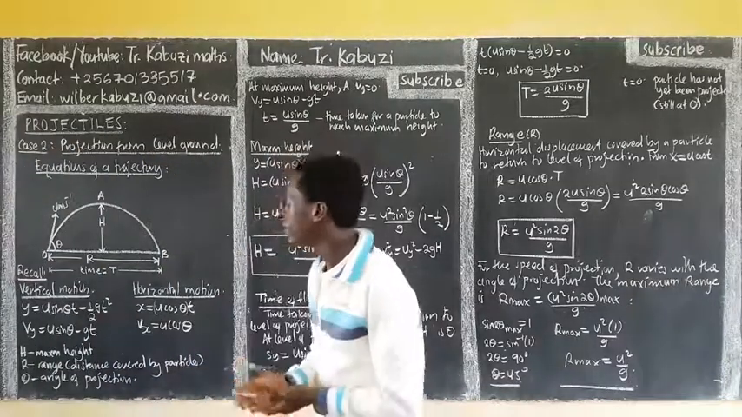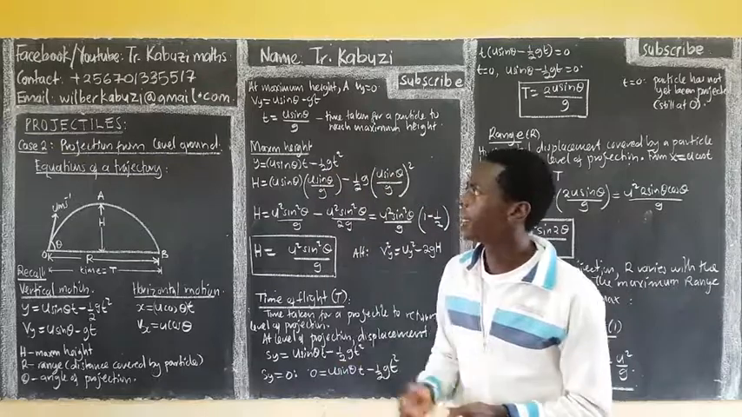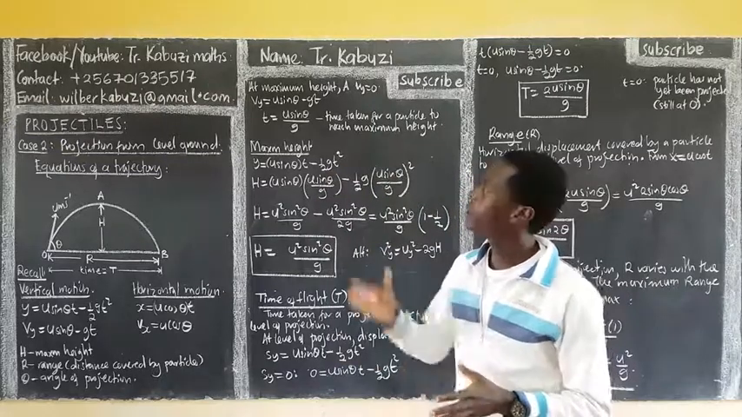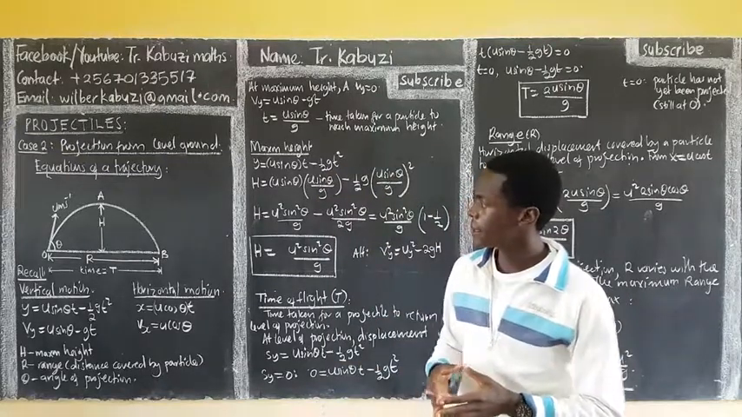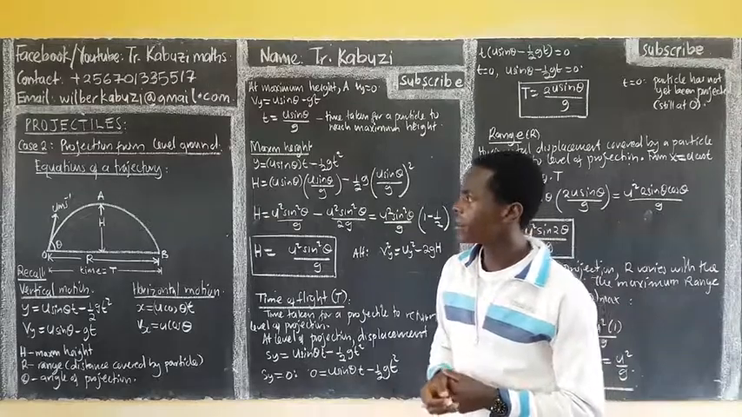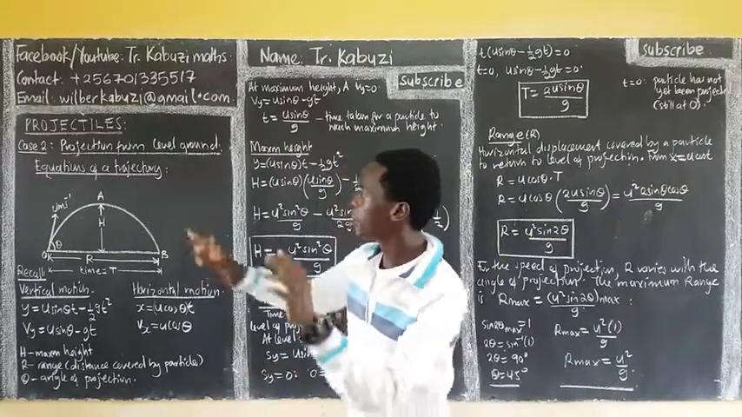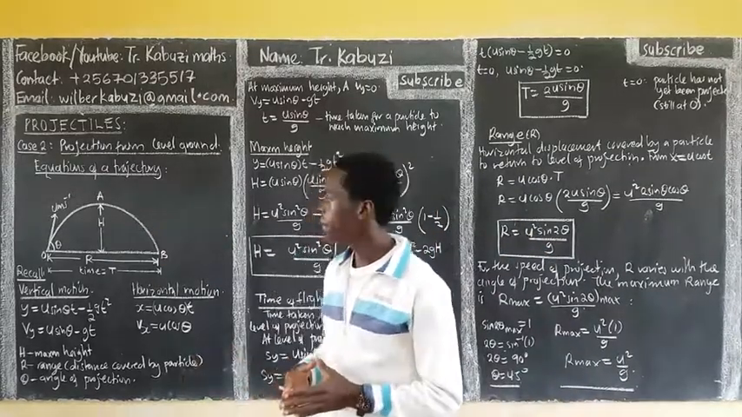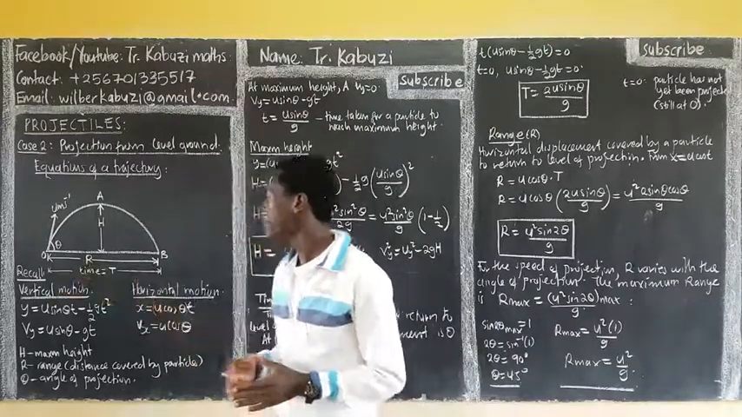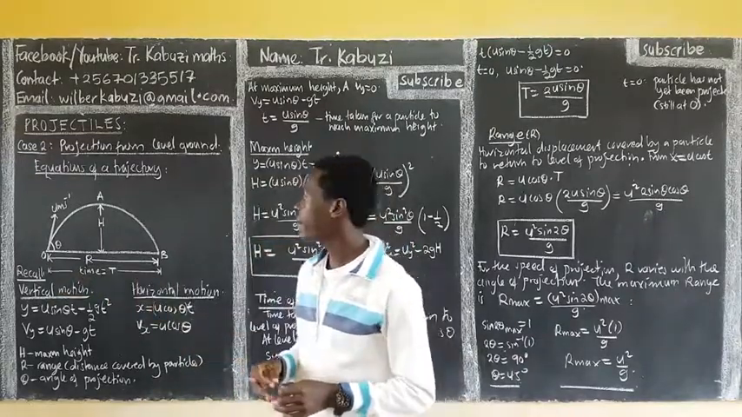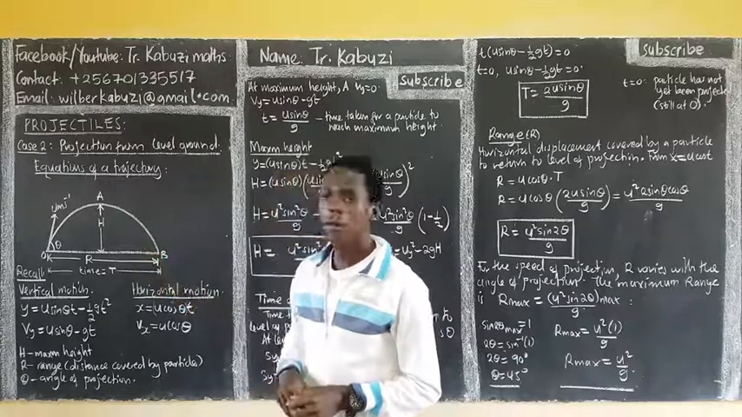So let us see equations of a trajectory. In this lesson, we have seen the introduction, the projection from the level ground. Now let us see these ones here. Now, recall that this was a diagram from the level ground of projection where R is going to be our distance covered by this particle before it comes back to the level ground.